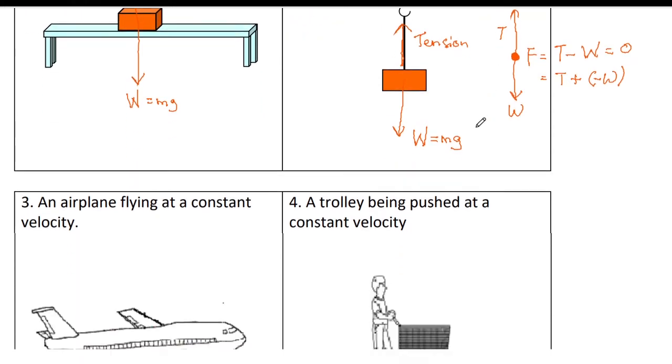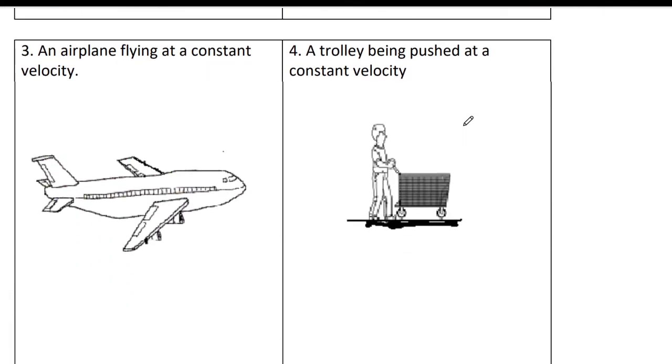Now let's go to number 3. You are now given a plane flying at a constant velocity. Remember just now we said anything that is moving at a constant velocity, we say that the object is experiencing forces in equilibrium, whereby the acceleration is 0, hence the resultant force is 0.